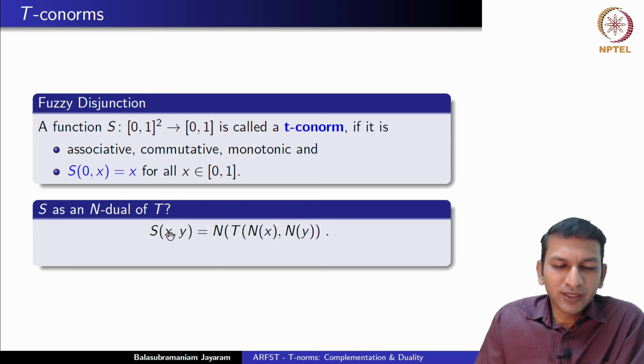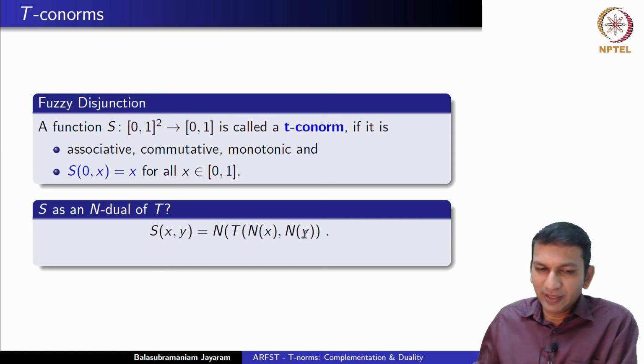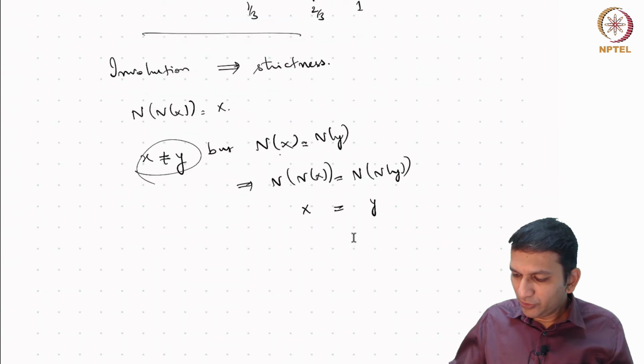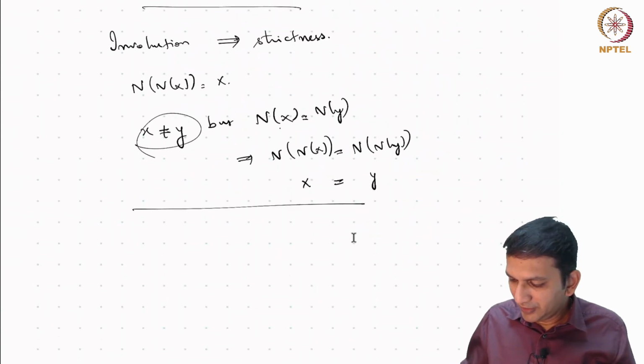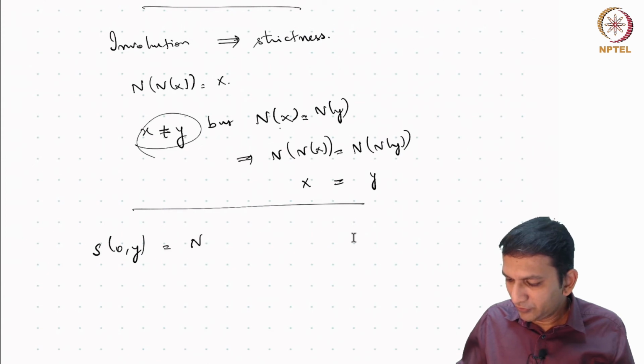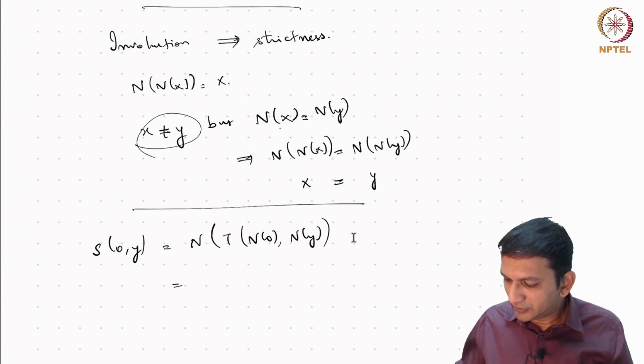If you put 0 here, then this is essentially T of n of 0, which is 1. And what we get is, for 0 to be the identity element, we want that n of T of n of 0, n of y, is equal to n of T of 1, n of y.